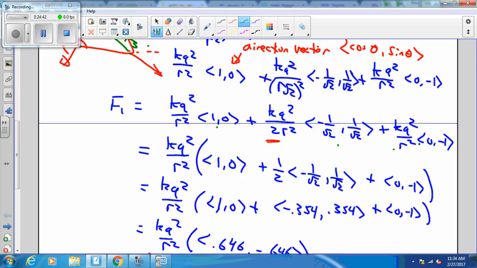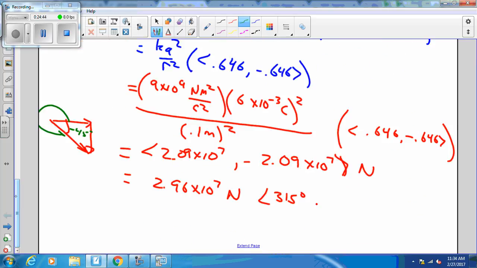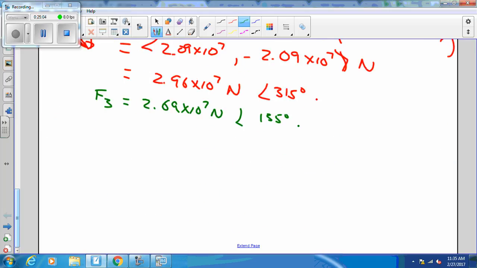So that when I add them all together, what I'm going to get for F3 is 2.96 times 10 to the 7th newtons. But now, instead of an angle of 315, it's going to be at an angle of 315 minus 180, which is 135. And the same thing is true about F2.